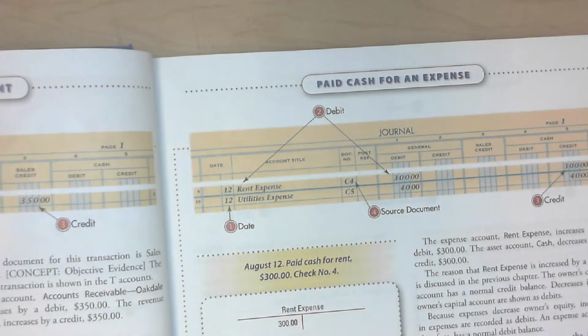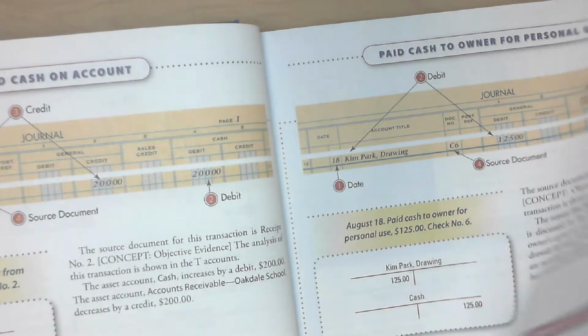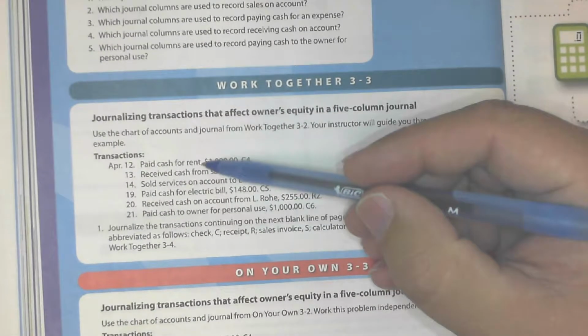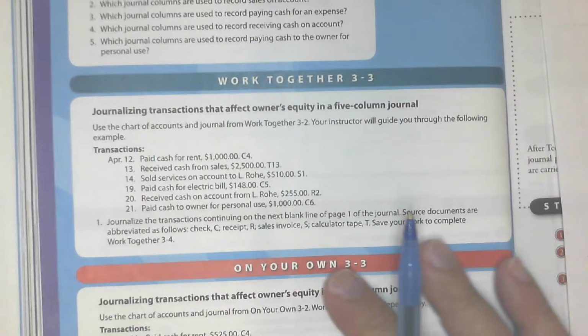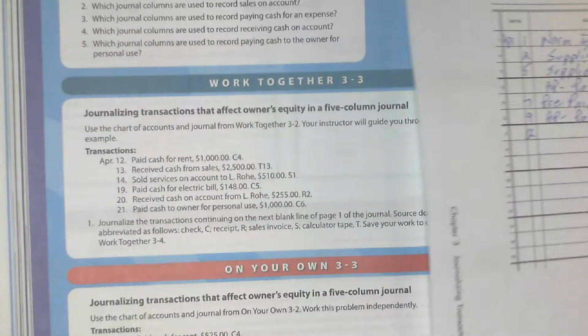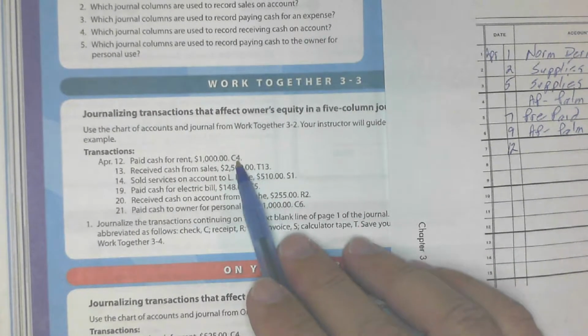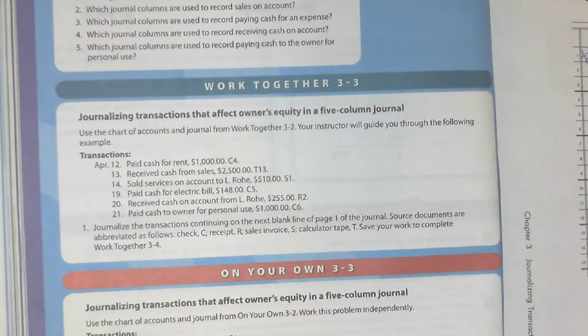All right, so now we'll go to section 3. Going to receive some cash for sales. Sell something on account, pay cash for an expense, paid cash to owner. So now we've got 1, 2, 3, 4, 5, 6 transactions on this page. So on April 12th, paid cash for rent. We'll go ahead and write a couple of these things down. C4 is $1,000.